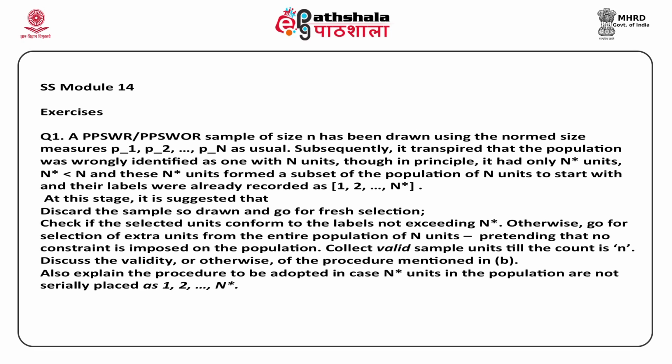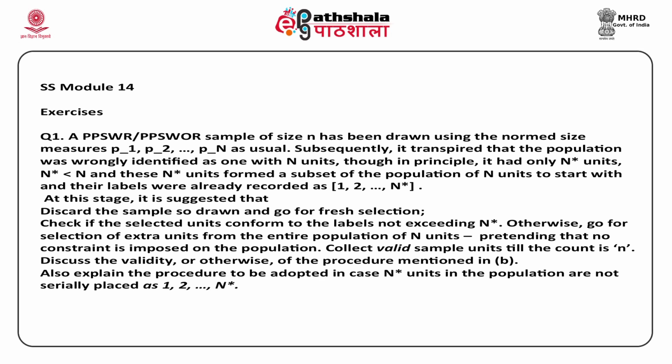The first question refers to PPS with or without replacement sample of size little n. It has already been drawn using the normed size measures P1, P2, P capital N as usual. You have the original size measures x1, x2, xN, then you have developed the normed size measures xi by total x, P1, P2, PN, and you have used them to draw a sample of size little n, either adopting PPS with replacement or without replacement scheme. So, you know that you have a sample now.